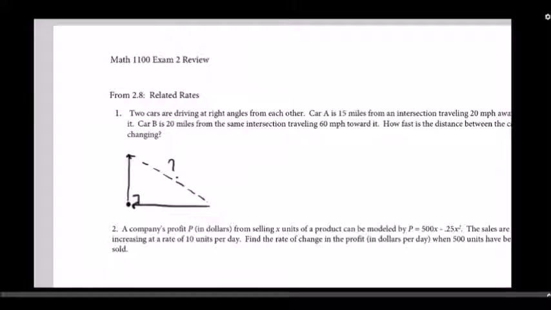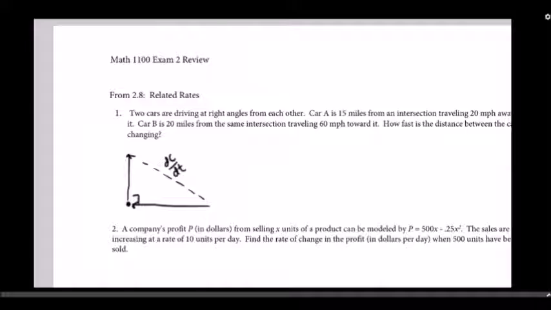So if we say A, B, and C, then we have to try to figure out what the question is actually asking. How fast is the distance changing? So it's not asking for the actual distance, it's asking how fast the distance is changing. A rate of change in calculus is a derivative. So we're not actually trying to find C, we're trying to find the rate of change of C with respect to time, dC/dt.